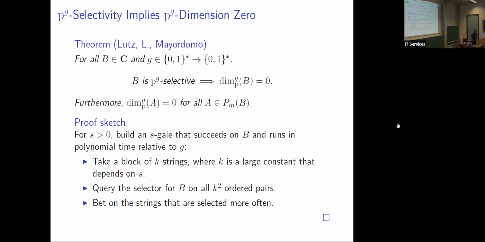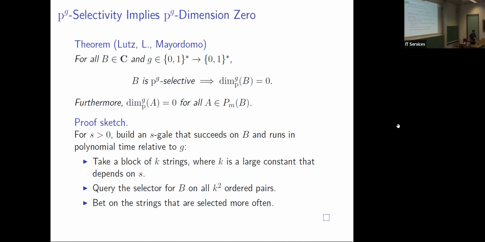So here's a very loose proof sketch of that. We're going to take some positive S and we'll build an S scale that succeeds on B and runs in polynomial time relative to G. That's sufficient to show that it has dimension 0. That was the definition that we had. So what we'll do is take a block of K strings where K is a large constant that depends on S, and then we'll query the selector for B on all K squared ordered pairs, right?